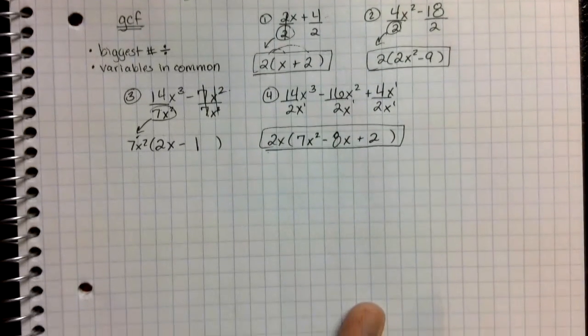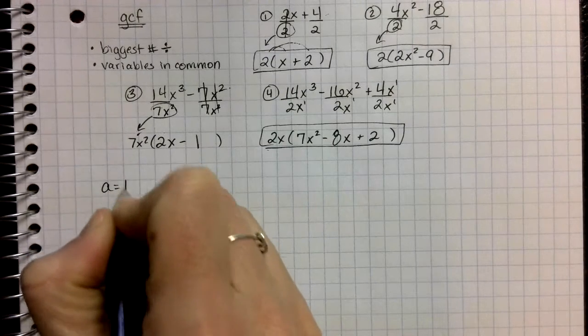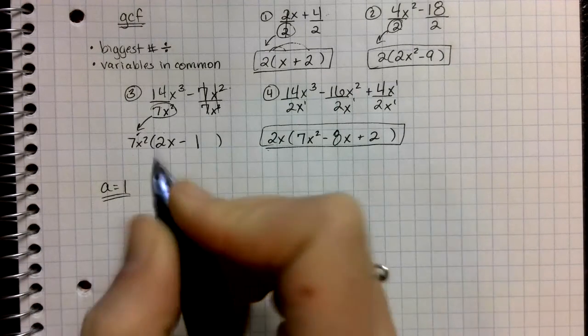So that's a GCF. The next thing is factoring a trinomial when a is equal to 1.